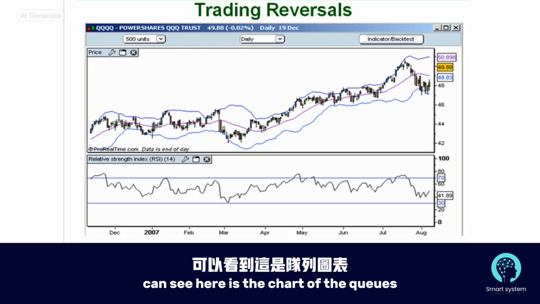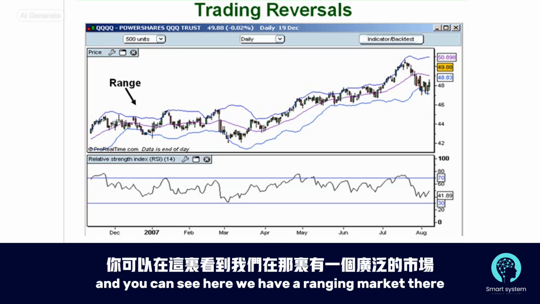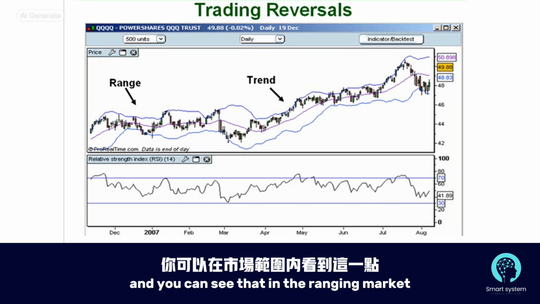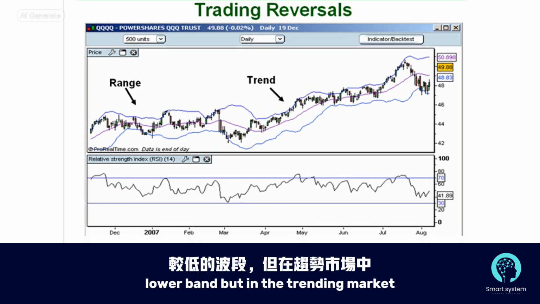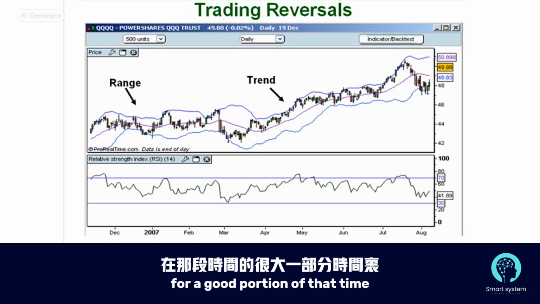You can see here is the chart of the QQQs, which is the Nasdaq ETF. And you can see here we have a ranging market, and we have a trending market here. You can see that in the ranging market, we had multiple touches of both the upper and lower band, but in the trending market, it was hugging the upper band for a good portion of that time.